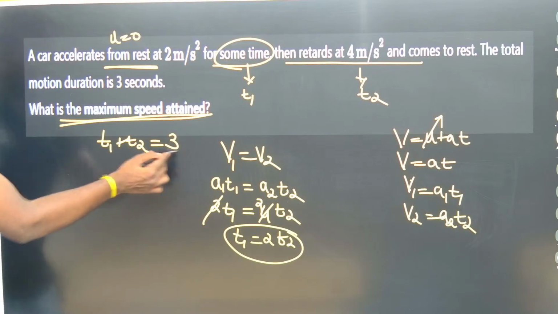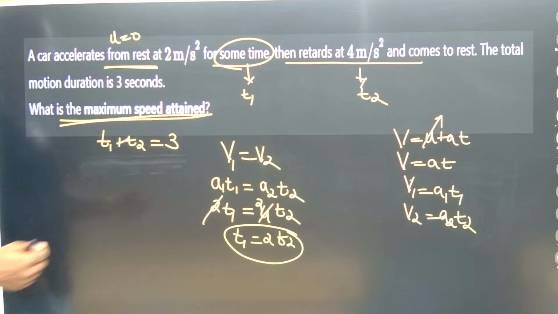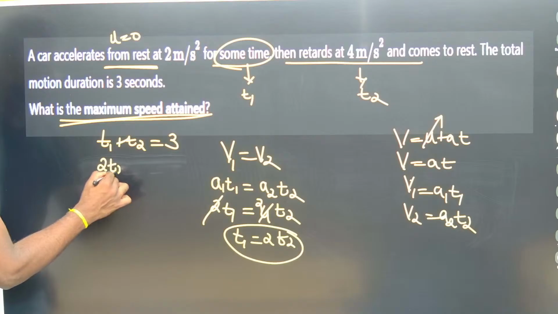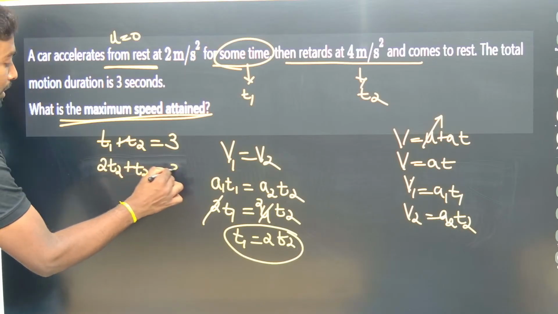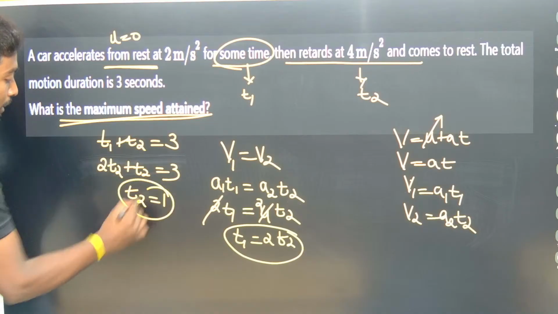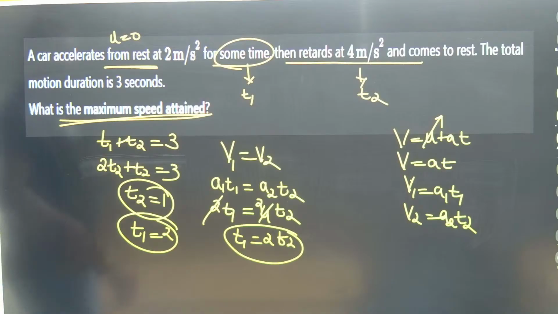Here also they have given the relation. I can use these two relations to find out t1 and t2. t1 is nothing but 2 times t2, so 2 t2 plus t2 equals to 3. So 3 t2, so t2 will be equals to 1. What about t1? It is 2. Now what they are asking, what is the maximum speed?